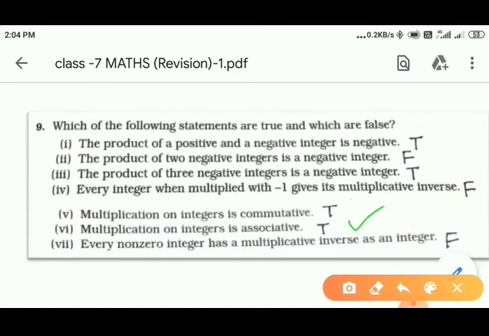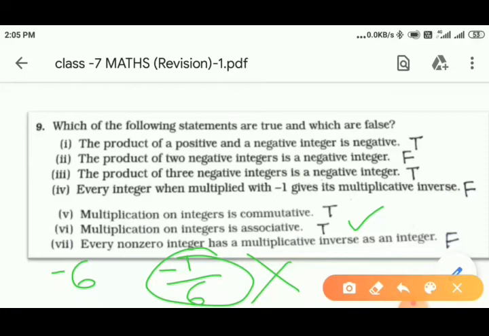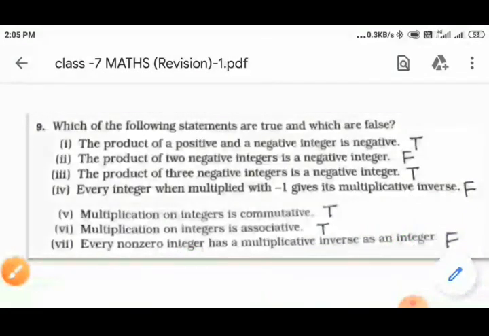Now, every non-zero integer has a multiplicative inverse as an integer. Like, any integer is given to you and you want to find its multiplicative inverse, that is the reciprocal. Will it always be an integer? No, it is not always an integer. Like if I am taking minus 6 and I want to find its multiplicative inverse, that will be minus 1 upon 6, and minus 1 upon 6 is not an integer. It is a rational number. Okay, that we will study further. So it is a false statement. So whenever you are solving true or false, you need to read the statement carefully.